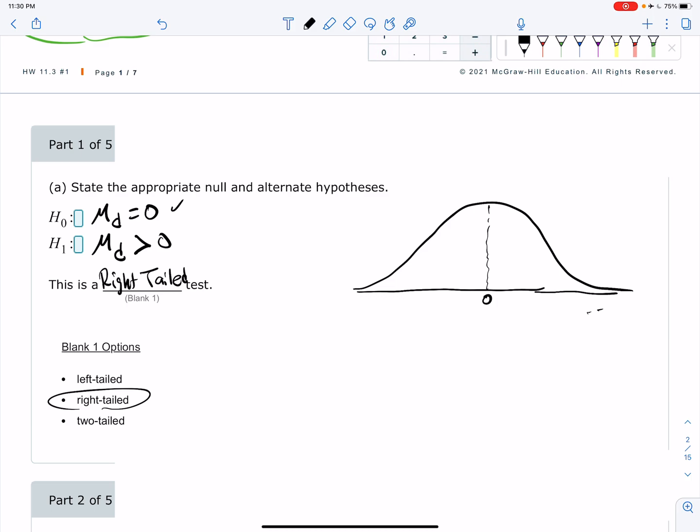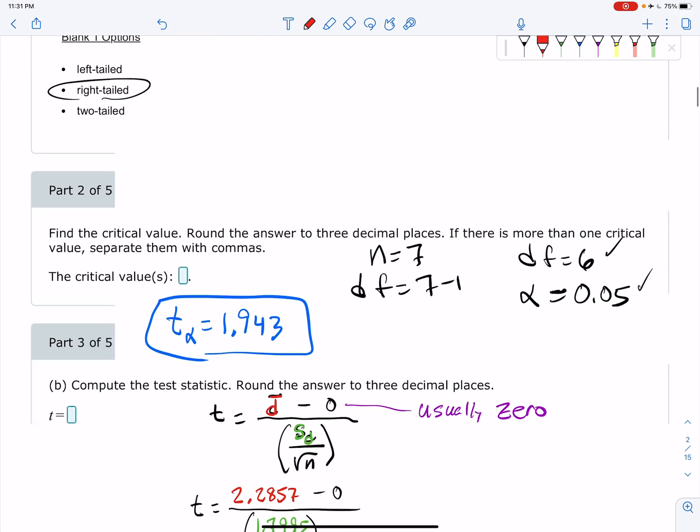Now this is a right-tailed test. So we're talking about over here. Let me see, what was a critical value so I can make this picture kind of in line, probably something like that. So this is a right-tailed test, so let's go ahead and show that as a right-tailed test. That critical value that we found somewhere in the problem was 1.943.